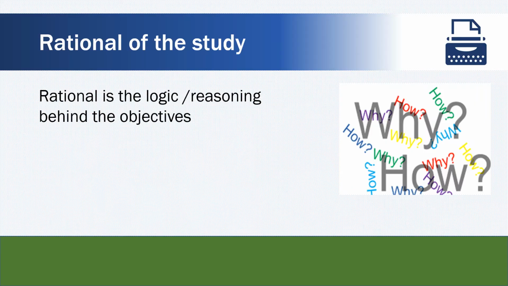Now moving to the rationale. Rationale is the reasoning behind the objectives, why you want to achieve those objectives. There should be some logic or some specific reason. Here you have to mention the statement of the problem, and you have to specify how it is worthy to perform this research in your area. So this is about the rationale.